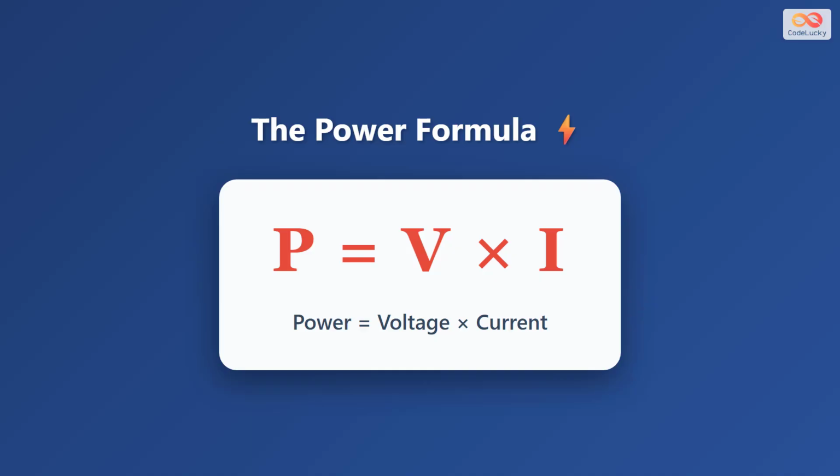The formula for electrical power is P equals V times I. Here, P represents power, V represents voltage, and I represents current. This simple equation shows us that power is the product of voltage and current. When you multiply the voltage across a device by the current flowing through it, you get the power consumed by that device.